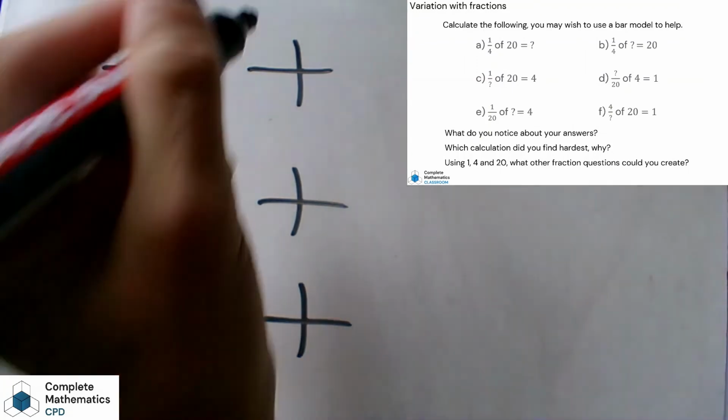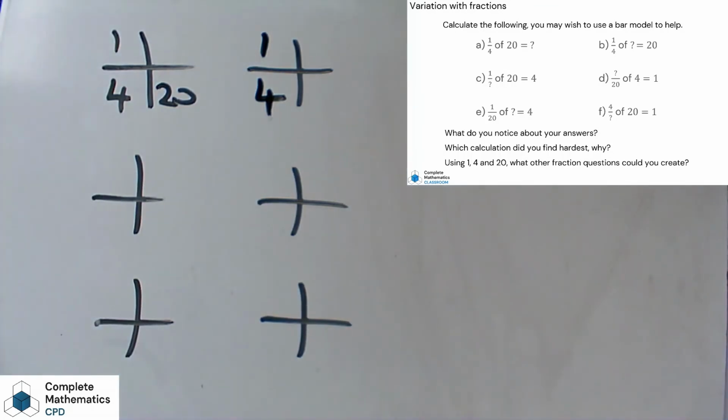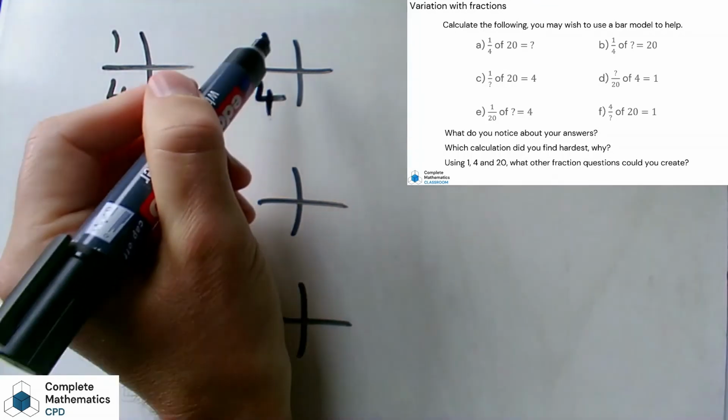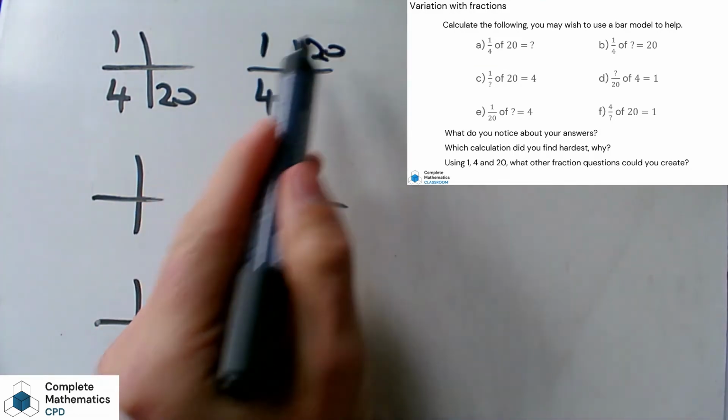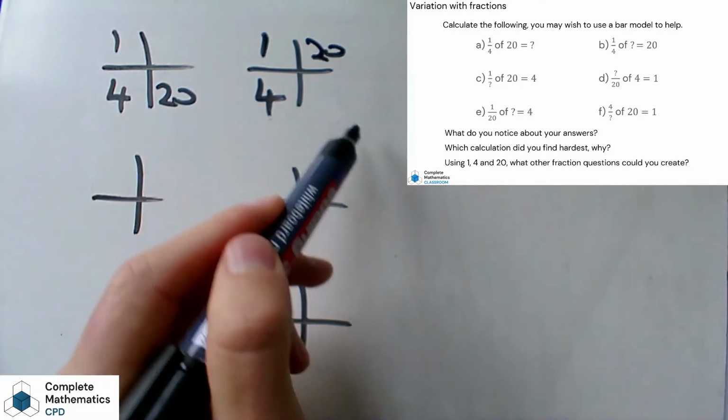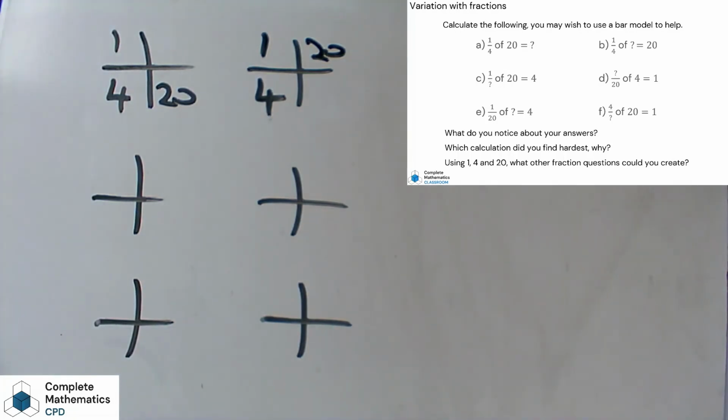On part B, again, we're looking at 1/4, but this time we're told that 1/4 is worth 20. So you can see the 20's changed position here. And then that tells us how we're going to find this missing one here. Well, this time we're multiplying by 20, or we're timesing by 4 down here. So we're going to get 80 for that one there.